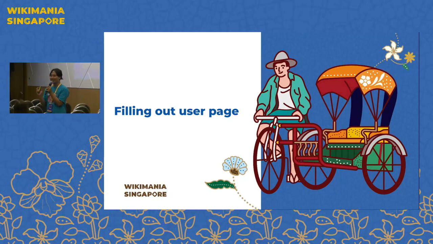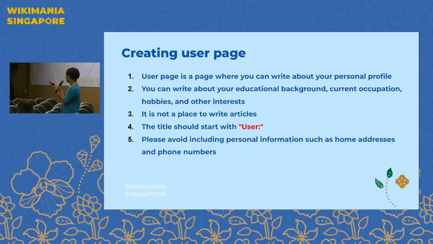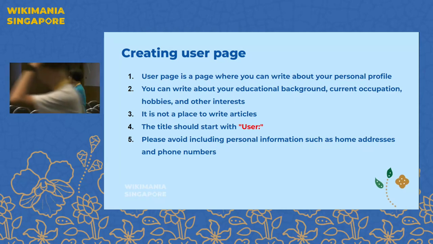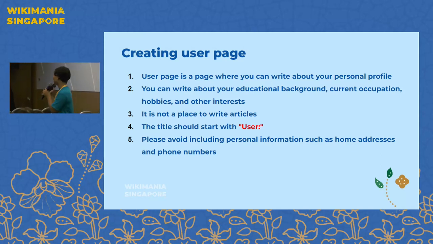Now, does everyone also have a user page? Does everyone have a user page? For everyone who has a user page, you can edit it. For everyone who does not have one, we can create a user page. A user page is where you can write about your personal profile, such as your educational background, current occupation, hobbies, or other interests. Make sure that you do not write private information such as a birthday, something crucial, because it is dangerous, as everyone can access your user page.